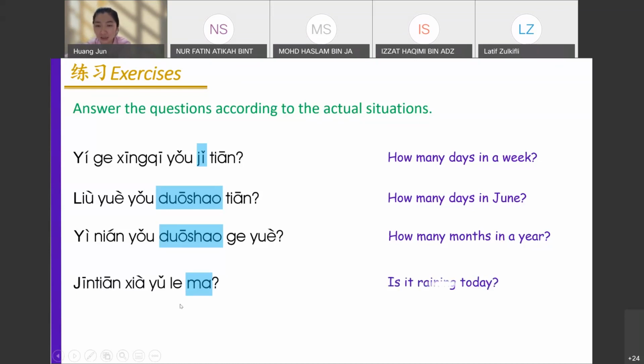So if your answer is yes, we copy the whole sentence. We answer 今天下雨了. Today it's raining. But if you answer no, we use 没有 because it's have or not. Has raining or not. So we use 没有下雨. This is like in Malay you say tiada. So 今天没有下雨.